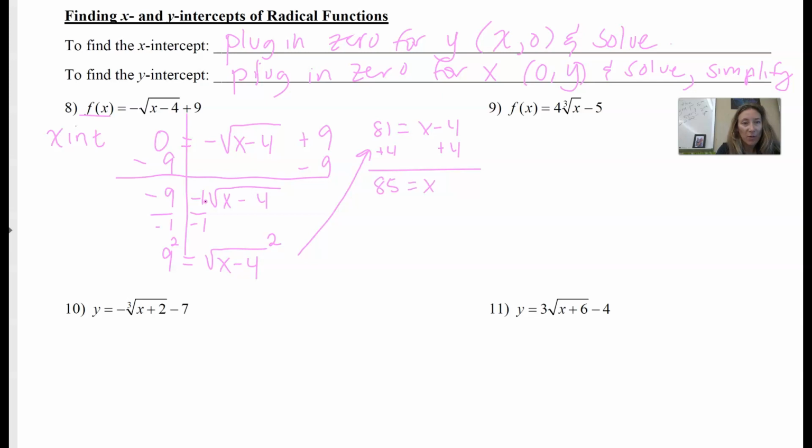Let me verify that that works. 85 minus 4 is 81. Square root of 81 is 9. I've got the negative sign on that. Plus 9 is 0. So yes, the x-intercept is 85, comma 0.